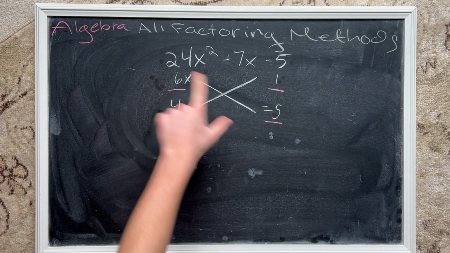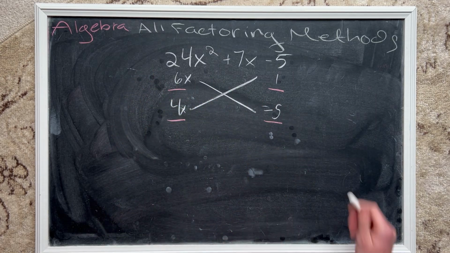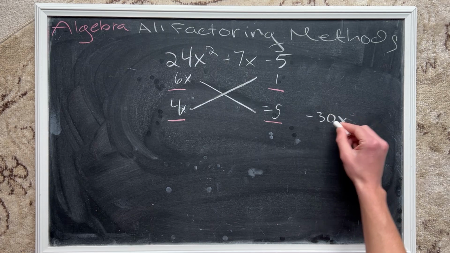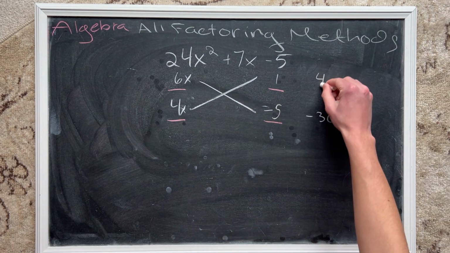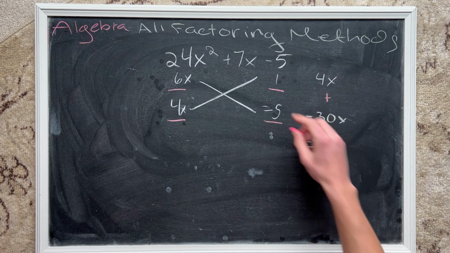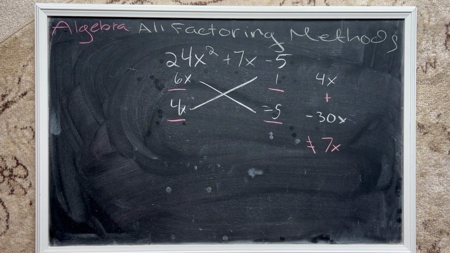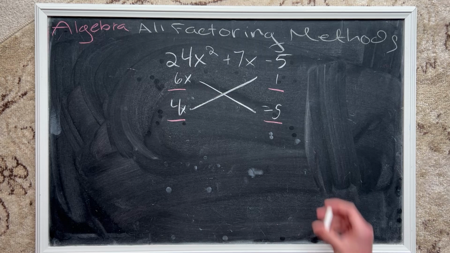Then we're going to go multiply like an x, cross multiply kind of thing. 6x times -5 is -30x. 4x times 1 is 4x. And now these terms want to equal that 7x. They do not equal. So now we'll try again. We know that 5 and 1 are the only factors, so the only thing we can do is change the negative sign.